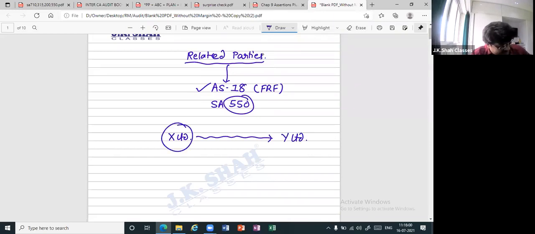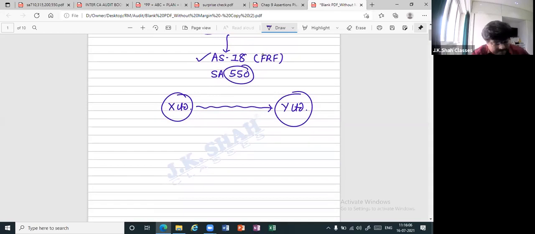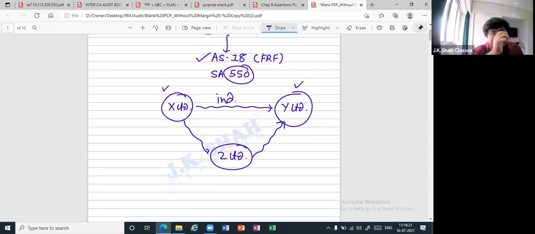Then can I say X and Y, they are related parties? Come on. Now this was direct. It can also be indirect. How can it be indirect? Supposing X Limited controls Z Limited, but Z Limited controls Y Limited. Then can I say indirectly X controls Y? Come on, yaar. A is equal to B is equal to C. That is the only maths we know.